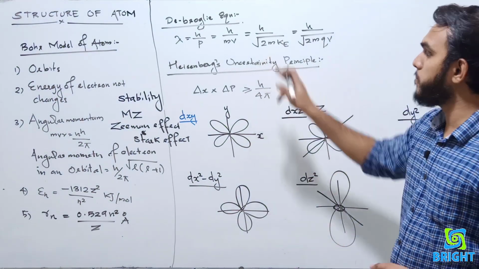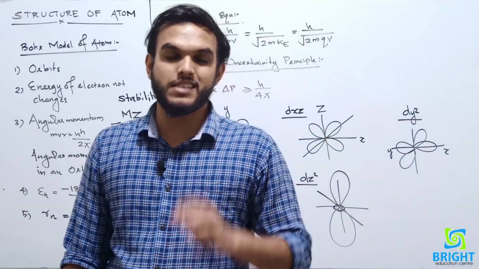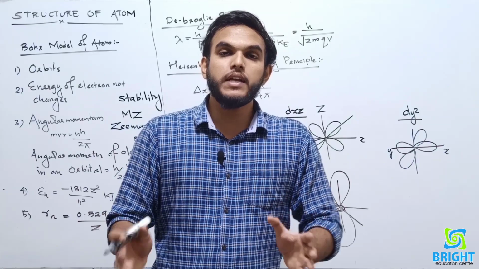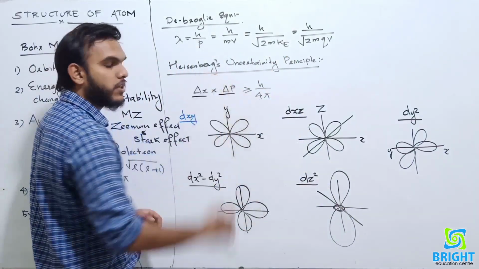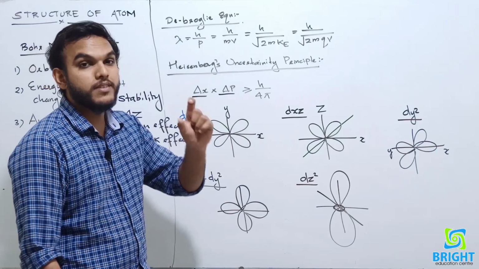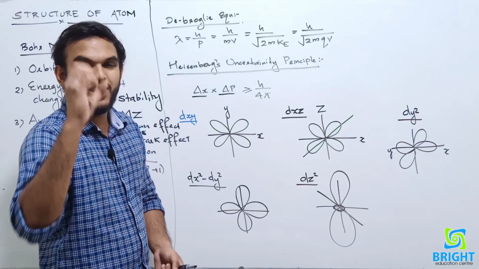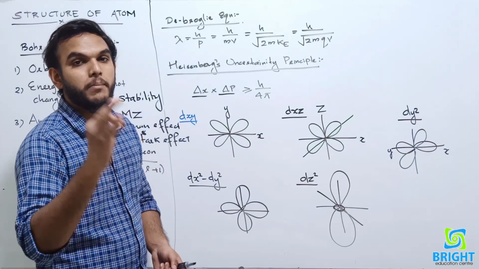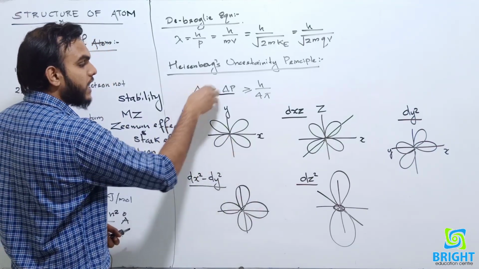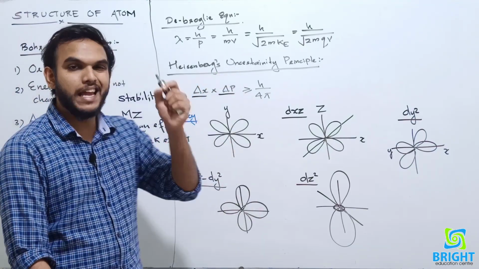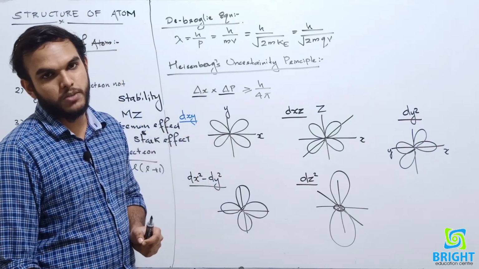Okay, then Heisenberg's uncertainty principle. Heisenberg's uncertainty principle says that we cannot find the exact position, that is delta x, and the exact momentum of an electron at the same time, because we are studying quantum mechanics. Quantum mechanics explains microscopic particles. So the fact that we cannot find the exact position and the exact momentum of an electron at the same time is explained by Heisenberg's uncertainty principle.